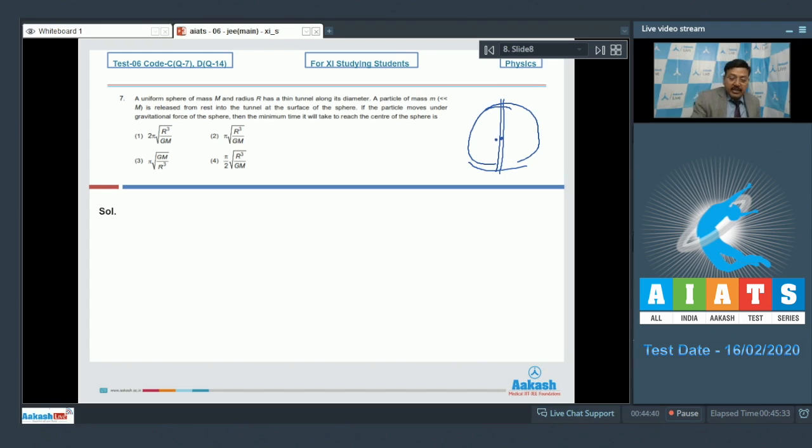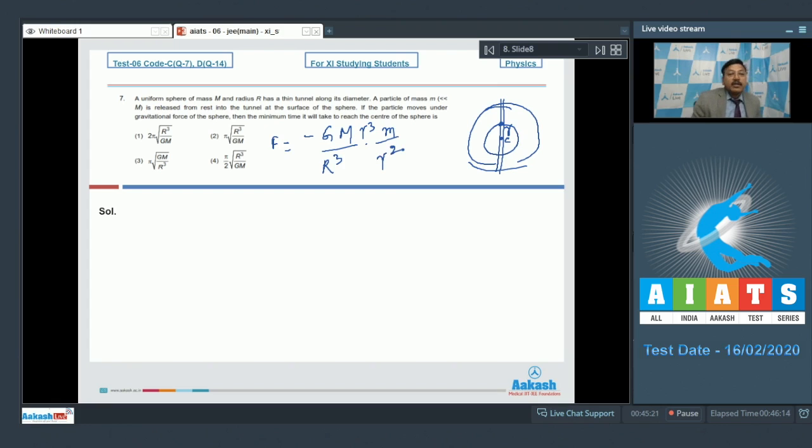So to find the time period, let's find the restoring force on the particle when it's at distance small r from the center. Let's assume, of course, it's given in fact that the radius of the sphere is capital R. So when the particle is here at distance small r from the center of the sphere, the restoring force F is coming out to be minus G, mass of the sphere M into r cubed by R cubed. This in fact is the mass contained within the sphere of radius r, and into small m by r squared.